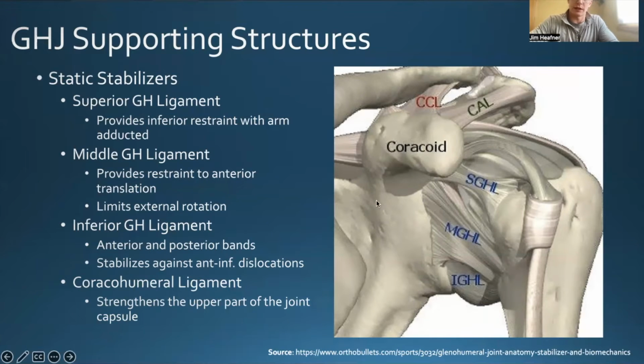In addition to these ligaments here, you can also see the coracoclavicular ligaments, so the conoid and the trapezoid, and then also the coracoacromial ligament. And we'll get into those a little bit more soon.